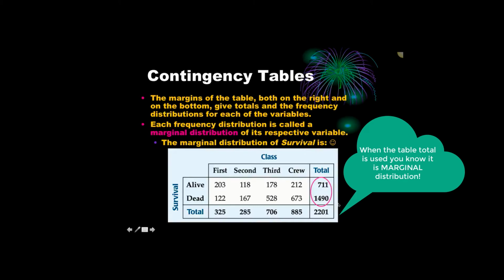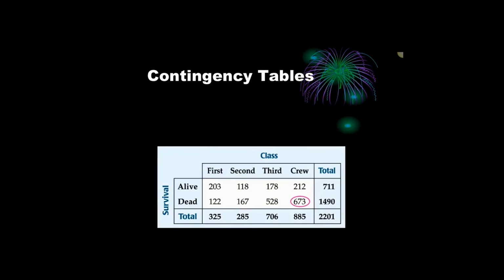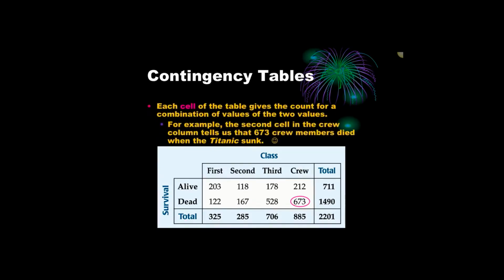Then we would look at the total number of people who died when the Titanic sank, which is 1,490, and we would divide that by the total number of passengers, 2,201. Those two percentages would then give us our marginal distribution. Values that are inside the table are called cells. The cells show us how the two variables are combined.